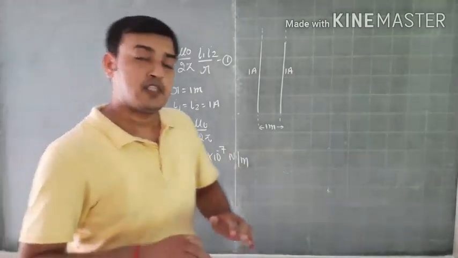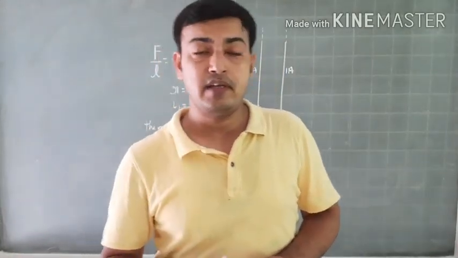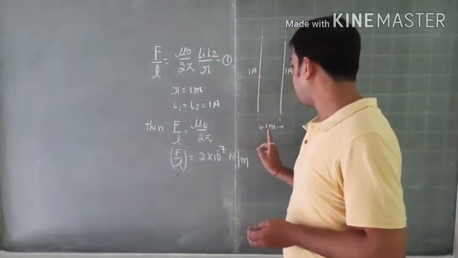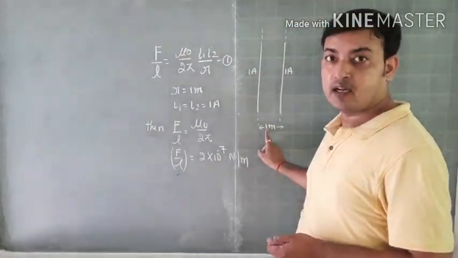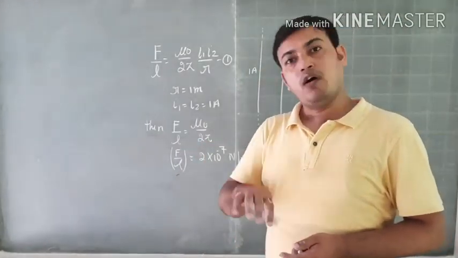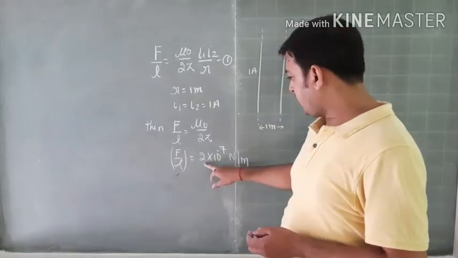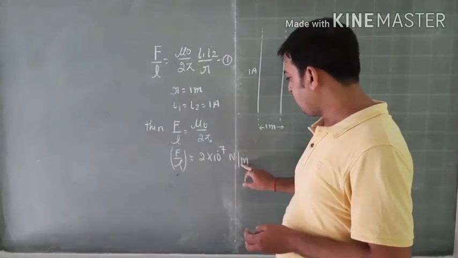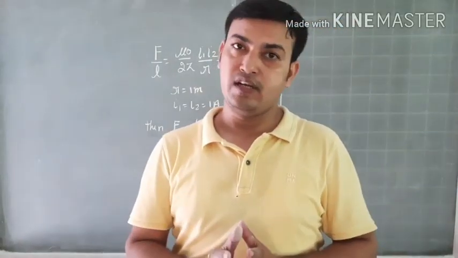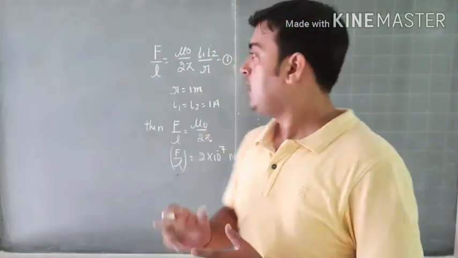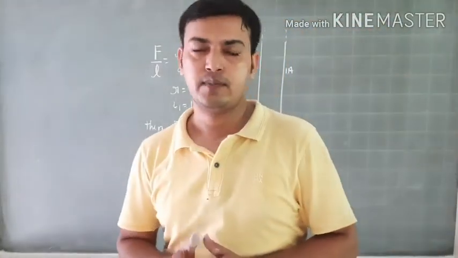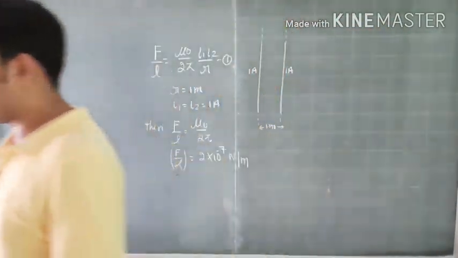Newton per meter. So in general we can say that 1 ampere is the current which, when it flows through two parallel wires placed at a distance of 1 meter, will exert a force of repulsion or attraction of 2 into 10 raised to power minus 7 Newton per meter on each wire. So this is the definition of 1 ampere current that comes from these conditions of two parallel wires placed at some distance.